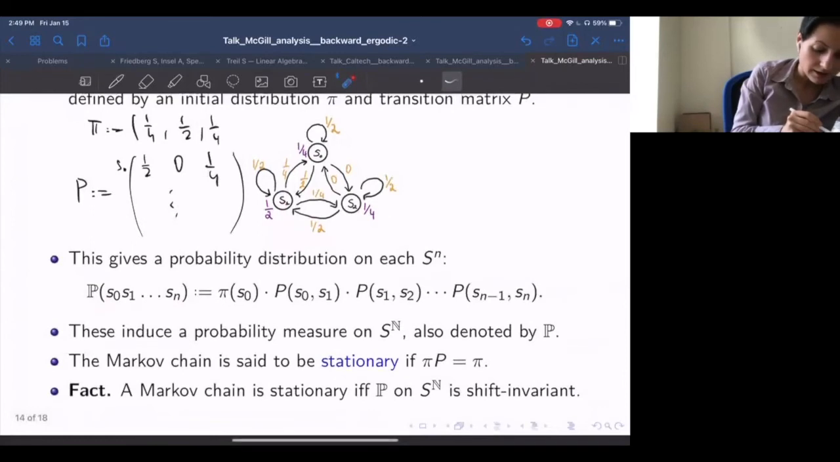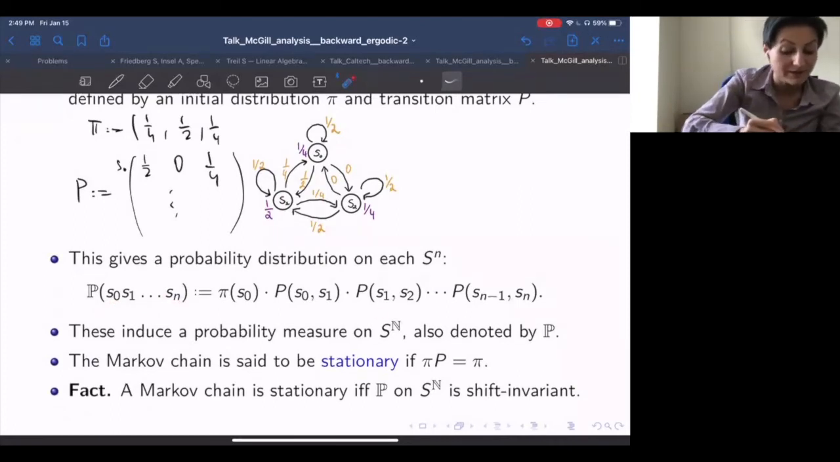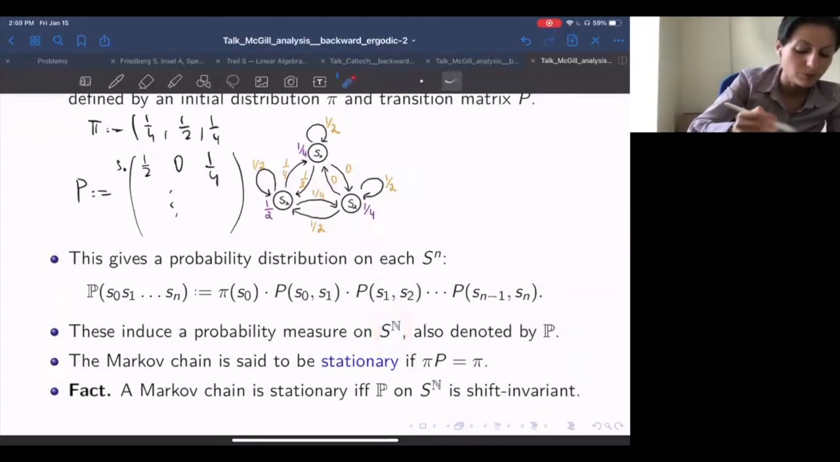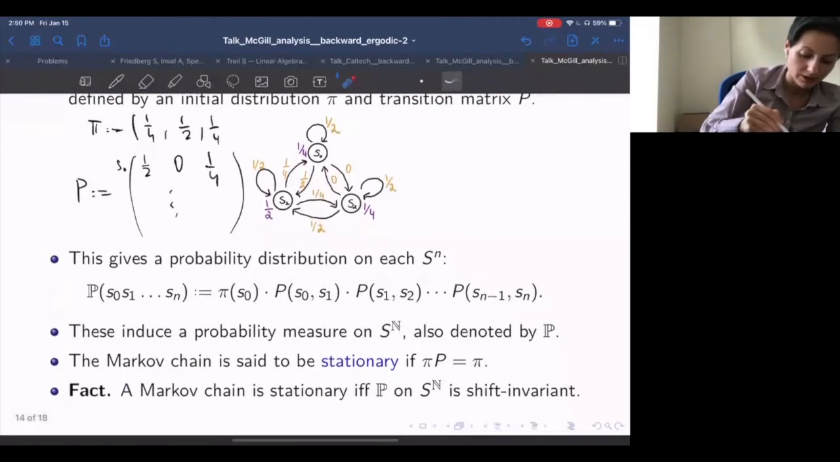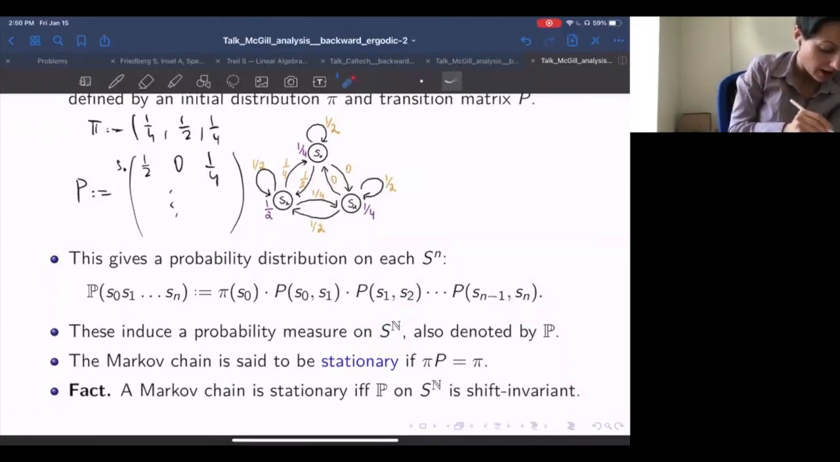And so these weights introduce nothing but a probability measure on the space of infinite sequences. So as I said, it's a random walk. So you do get a probability measure on the space of infinite walks, so infinite sequences. And it is also denoted by P. So in probabilistic language, you just have a random walk and you consider infinite random walks and you get them. This is the measure.